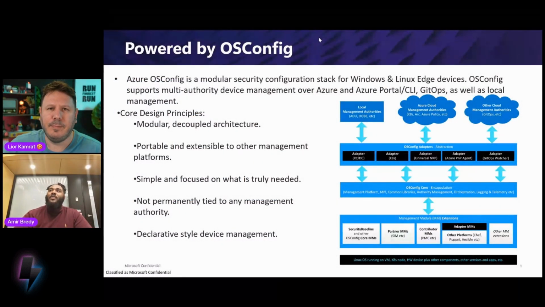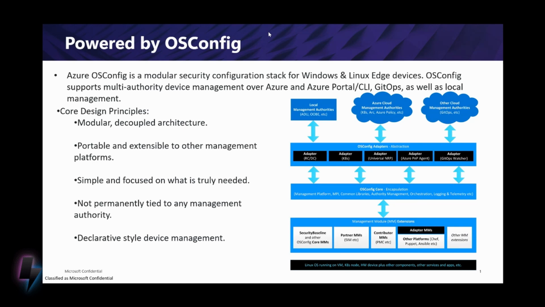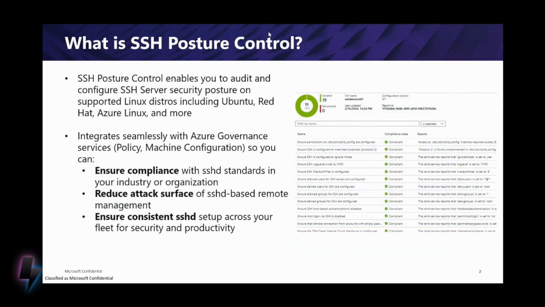Yeah. Okay. So first, let's start off with the way that SSH Posture Control works. First off, it's powered by Azure OSConfig, which is basically a modular security stack for Windows and Linux edge devices to give multi-authority device management over Azure Portal, CLI, GitOps, as well as local management. It essentially is decoupled, it's really portable and manageable, it's simple, and it really is the main driver behind SSH Posture Control. So, what is it specifically?